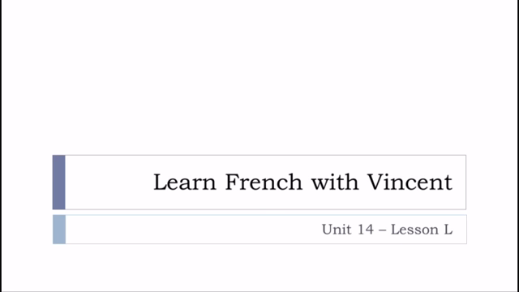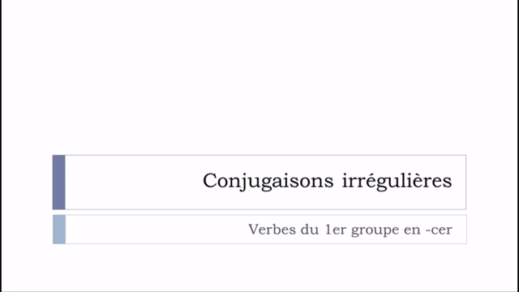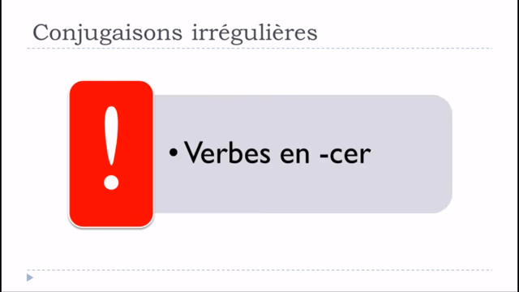This is Unité 14, leçon L, and in this lesson we'll see together les conjugaisons irrégulières, especially when we're talking about les verbes du premier groupe en CER. If you remember correctly, I told you that when we're talking about the first group of verbs ending with ER, we're talking about regular verbs, which is the case, but then we'll get some subgroups, and the verbs in these groups will have to be slightly modified during conjugation for a good reason.